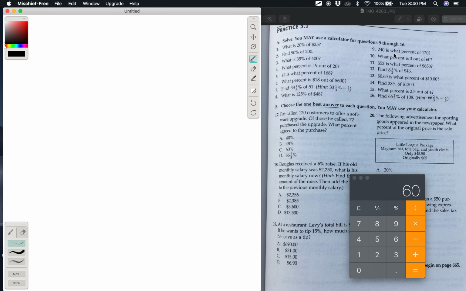Okay, so 240 is what percent of 120? It's number 9. So we have, let's see here, the part.